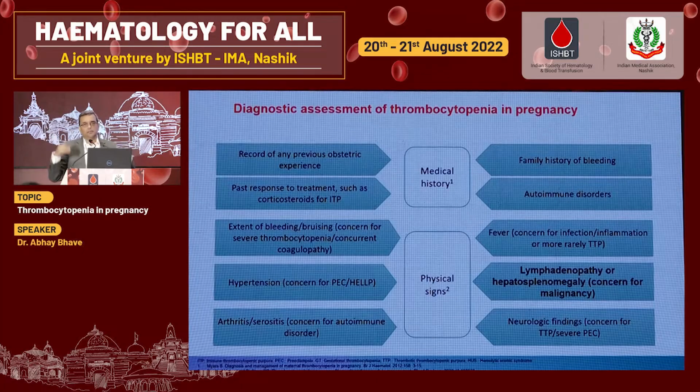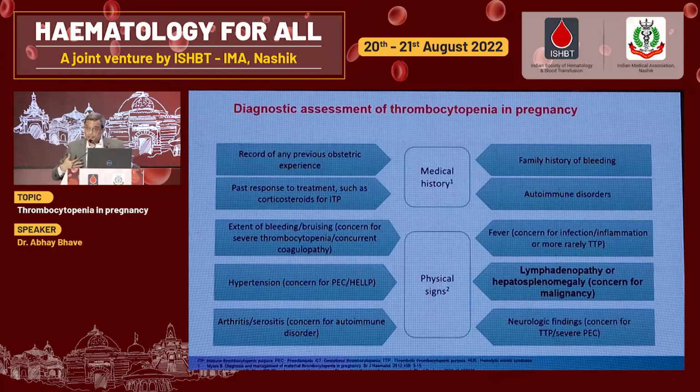So in that case, we take a medical history. We ask for previous history of thrombocytopenia. Did they have thrombocytopenia in the previous pregnancy? What was given to her in the previous pregnancy? Did she respond to steroids, immunoglobulin? Did she need anything at all? Did she turn out later on between the two pregnancies to have SLE, autoimmune diseases?